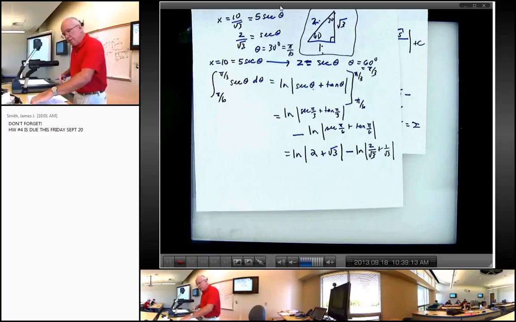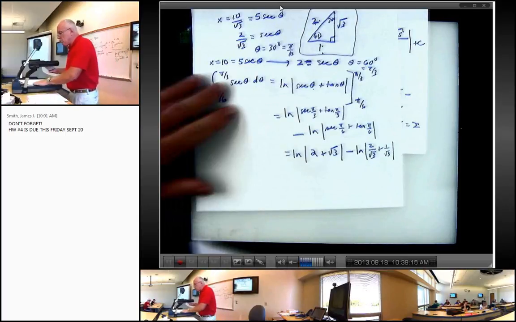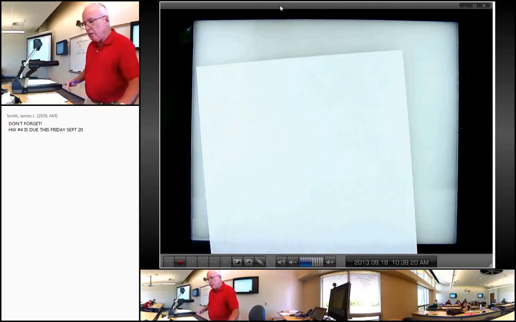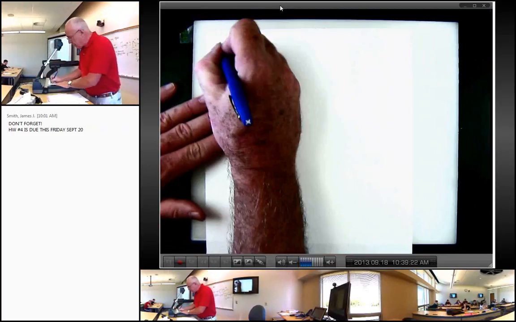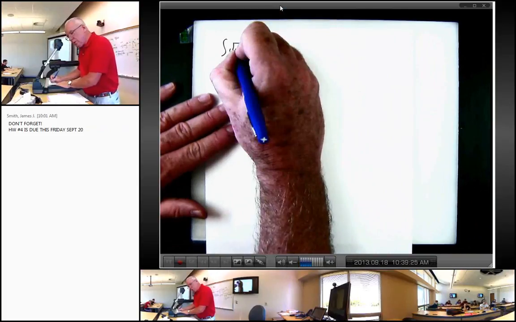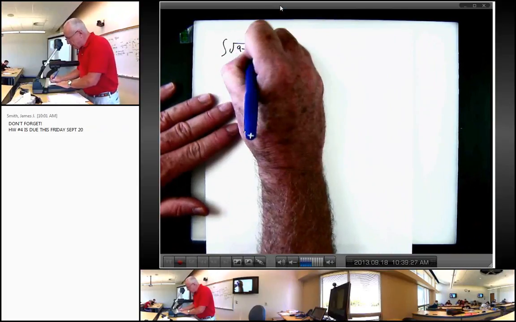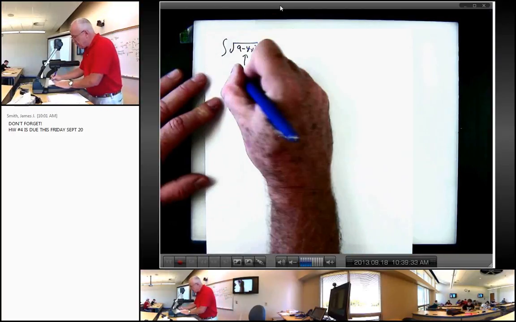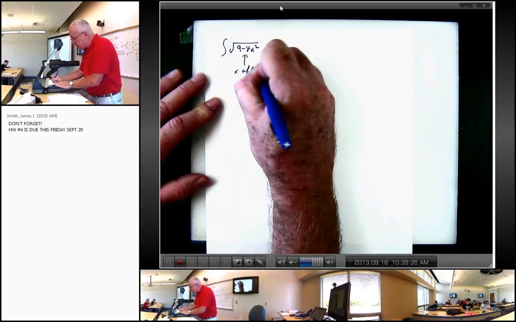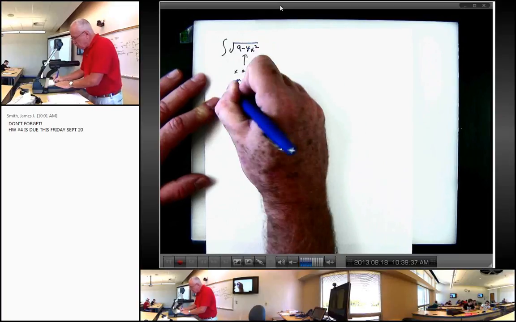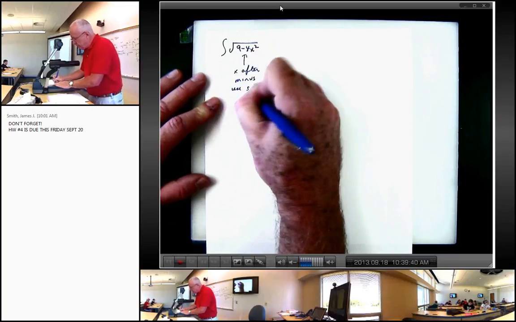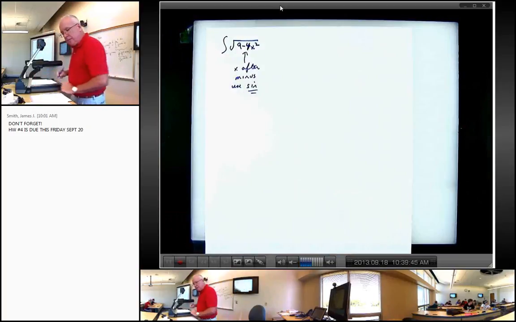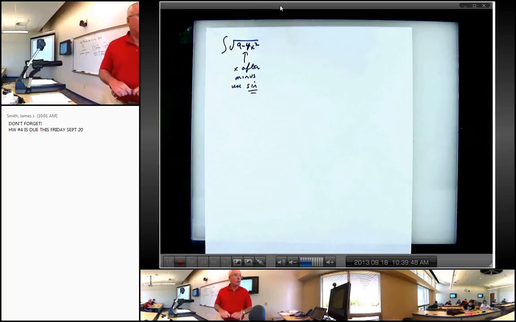All right, I want to do another example here. This one is also going to involve the secant. And here it is, antiderivative of the square root of 9 minus 4x squared. I'm sorry, this will involve the sine. I misspoke. Notice we have the x after the minus, so we're going to use a sine. 9 minus 4 times x squared.